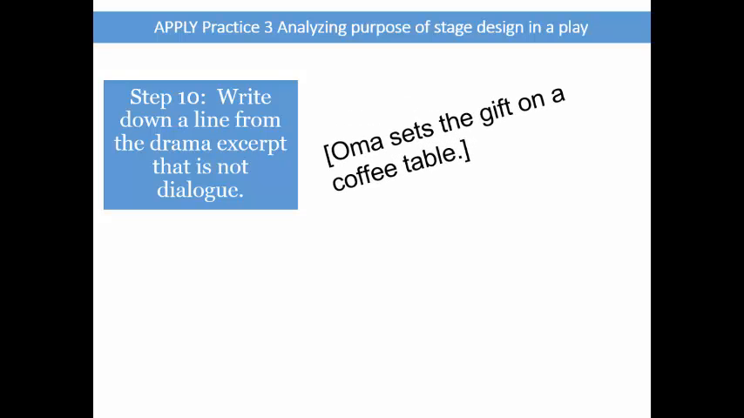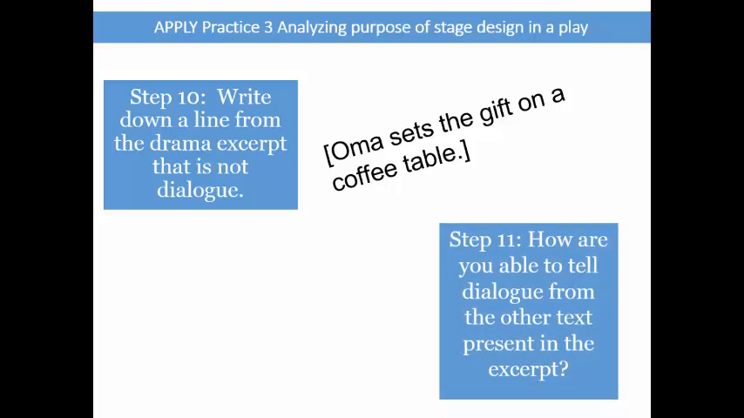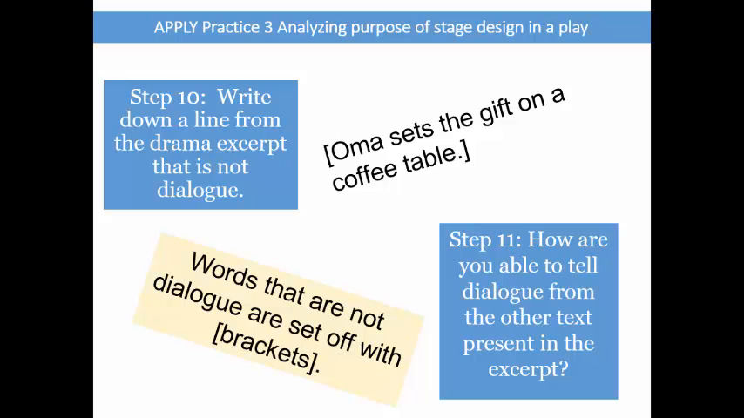Apply practice 3, we're going to analyze the purpose of stage design in a play. Step 10, write down a line from the drama excerpt that is not dialogue. Oma sets the gift on a coffee table. Step 11, how are you able to tell dialogue from the other text present in the excerpt? Well, we can tell the difference because the words that are not dialogue are set off with these brackets.